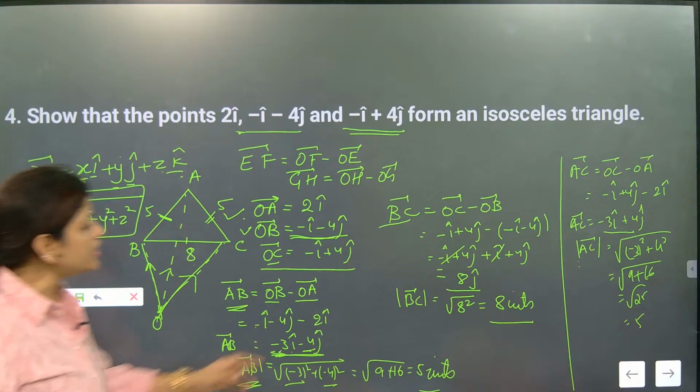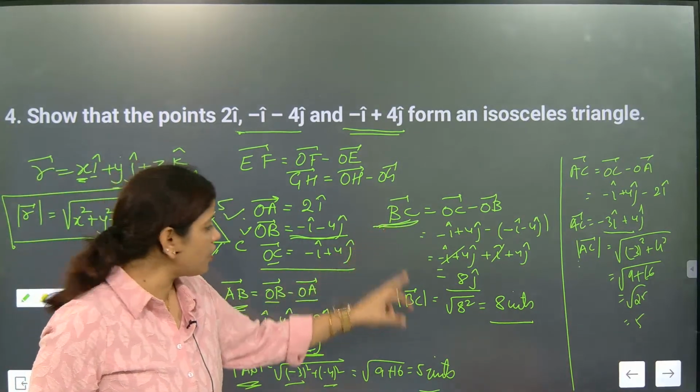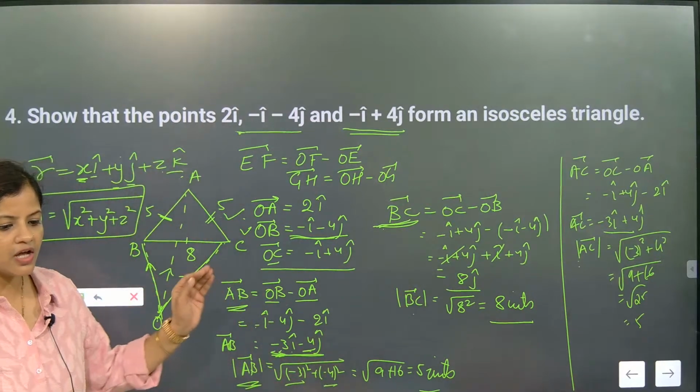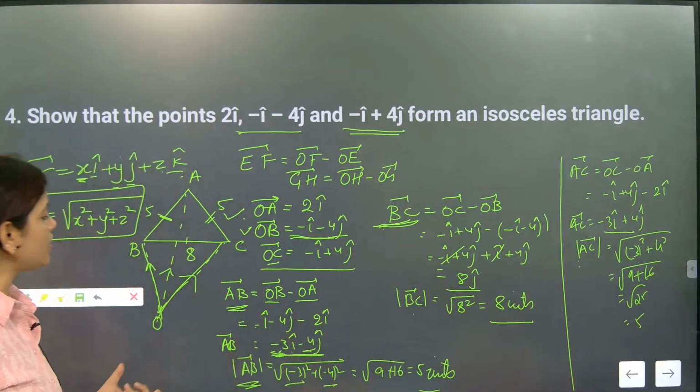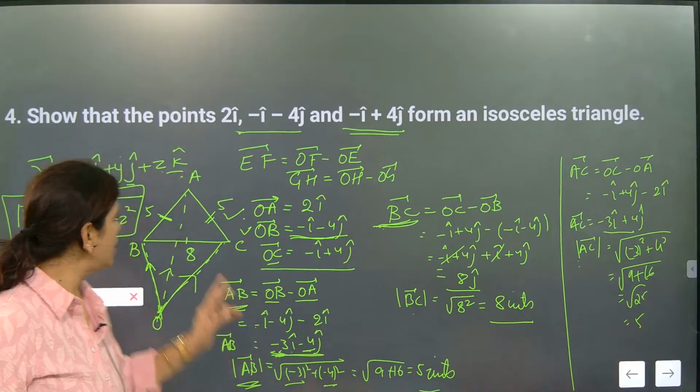Understood? So here, first we got the vector. After getting the vector, what did we do? We found its magnitude. So this is one thing we are going to do. After getting the vector, we get its magnitude. Is it clear? Is the question clear? Now shall we go for the next question, please?